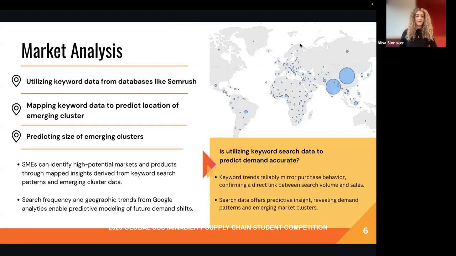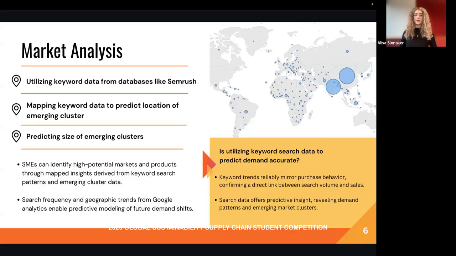Marketing analytics is one of the key features of superclusters. Our system utilizes keyword search data from databases like SEMrush to map the data and predict both the location and size of emerging clusters. SMEs can select high potential markets or products and access map data on predicted emerging clusters. Search frequency and geographic trends of Google searches tell SMEs where these searches are coming from and how they compare to previous data to also predict trends.